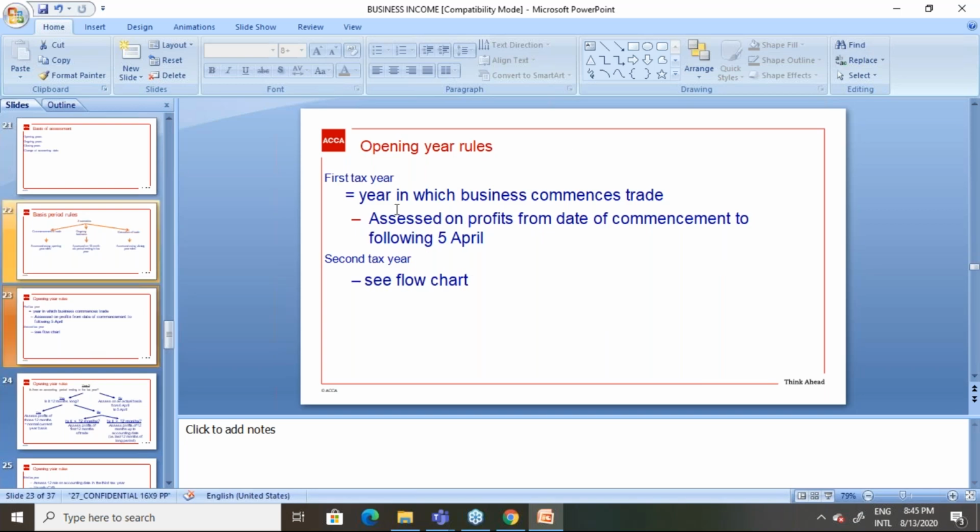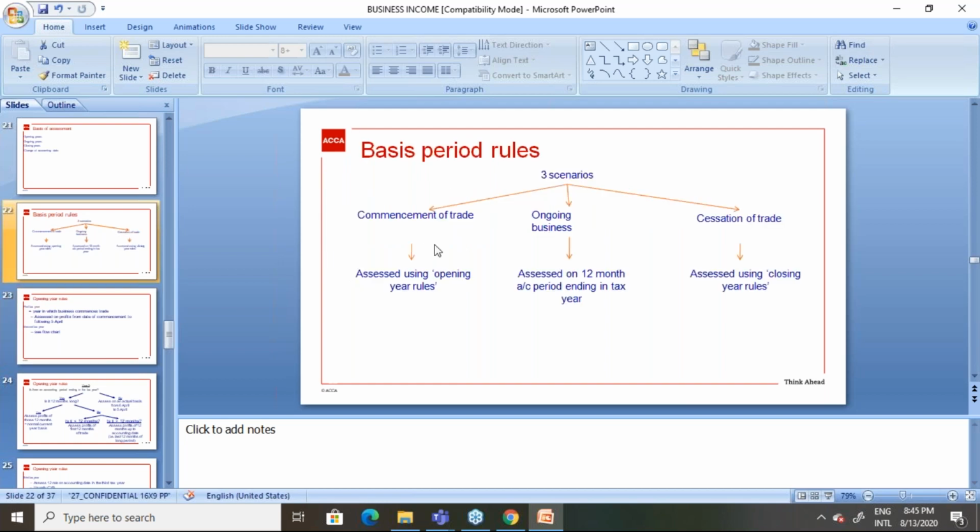If it is a newly started business, first, you need to identify the first tax year of the business. Listen very carefully. If it is a newly started business, the first thing that you should do is identify the first tax year of the business. How do you identify the first tax year of the business? By looking at the date of commencement.